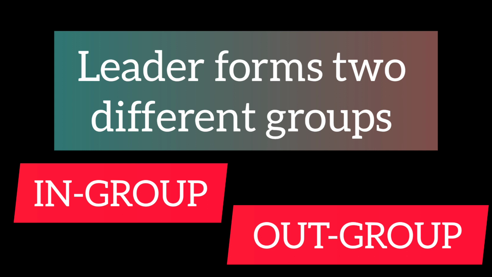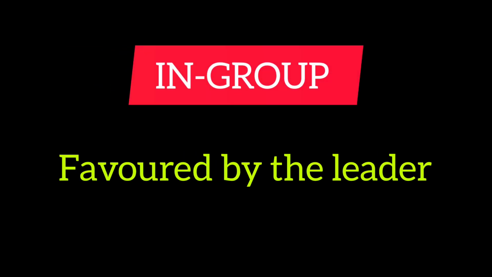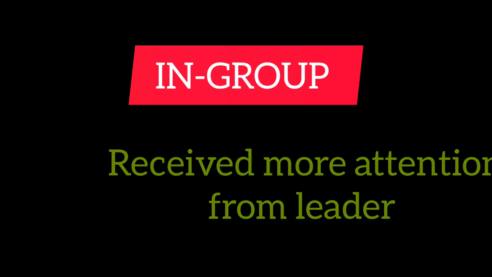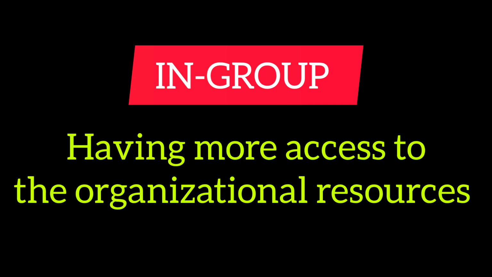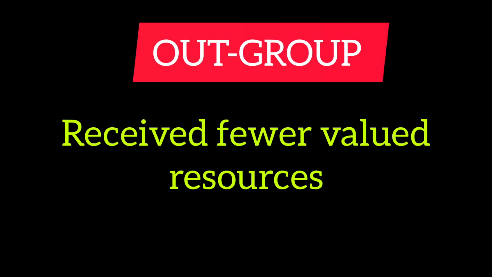So in group is basically favored by the leader. Members receive more attention from the leader and they have more access to the organizational resources. On the other hand, the other subordinates of the group fall automatically into the out group. So they receive fewer valued resources from their leaders or managers. So basically, out group is unfavored by the leaders or managers.